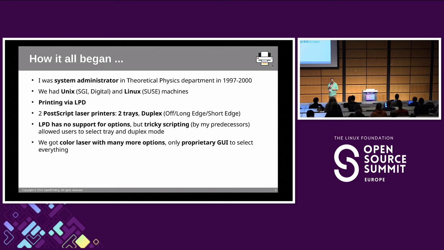So I created a print dialog, a graphical utility, which you call instead of the LPR command, which shows a list of all printers. You choose a printer. Then it shows the option settings for the printer, so you can choose trays and paper types and resolutions and so on. Then you click on print and the file gets printed. And with this, I have not only used it in our network, I've published it via FreshMeet.